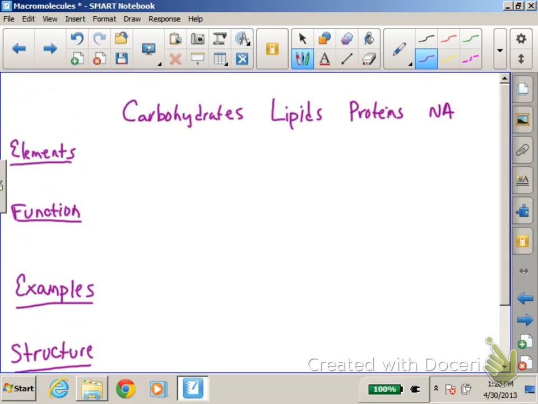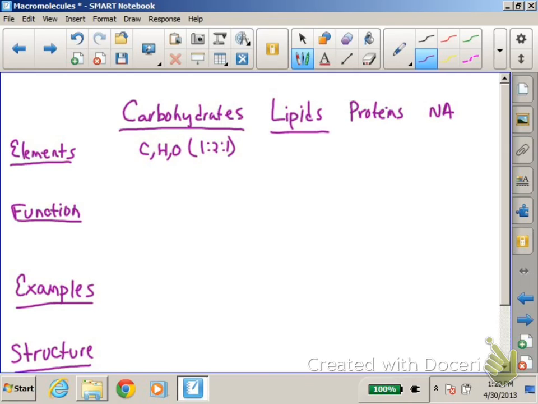Okay? So first of all, let's talk about the elements present. Okay, this is how I remember this. Carbohydrates contain carbon, hydrogen, and oxygen. Now this is in a 1 to 2 to 1 ratio. Okay, for example, glucose is a carbohydrate. It's a sugar. Its formula is C6H12O6. That is a 1 to 2 to 1 ratio.